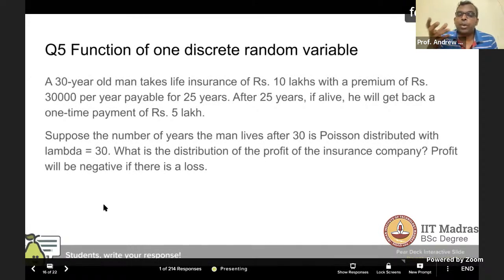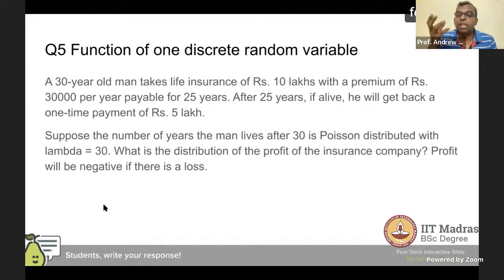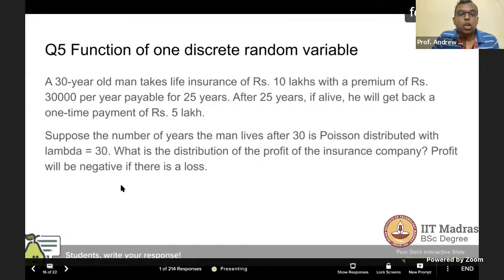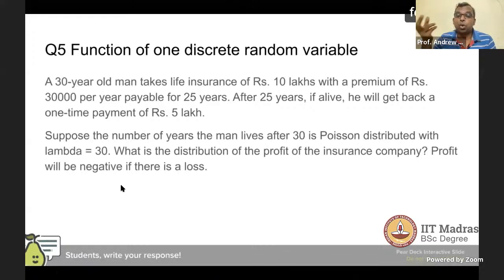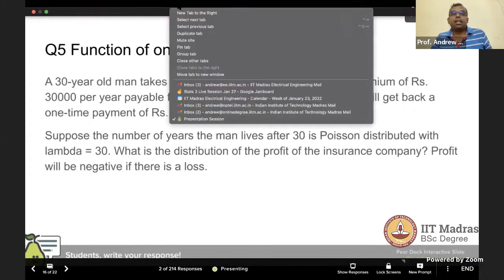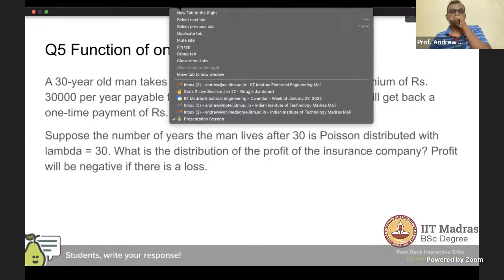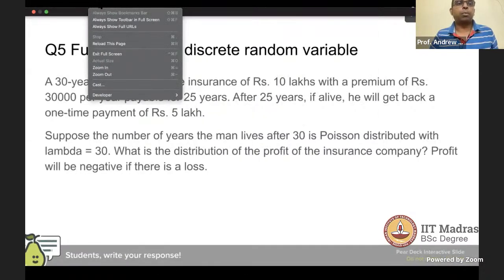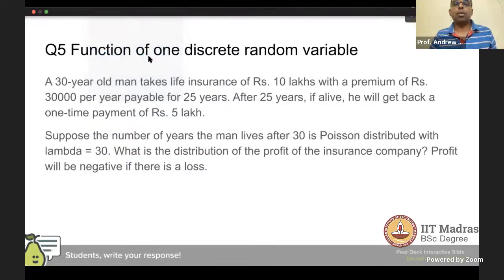But I just want to motivate why functions of random variables occur very commonly. Now, what to do with functions of random variables? How do you figure out what happens when you pass a random variable through a function? To give you a sense of that, let me just do one thing here.